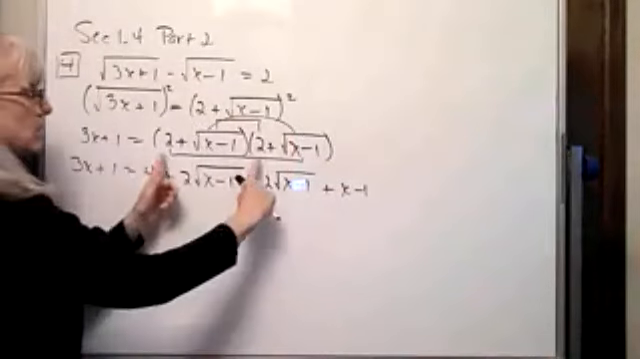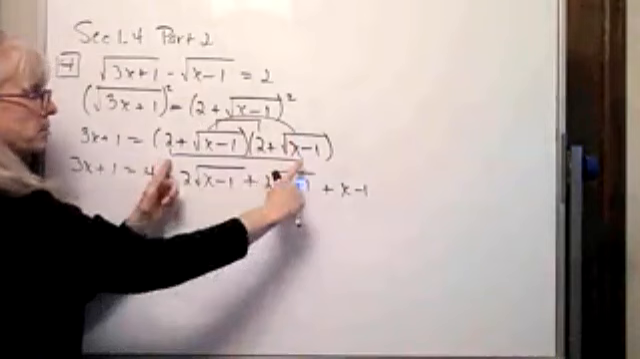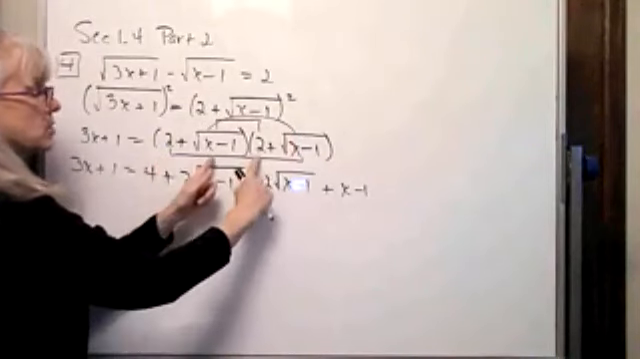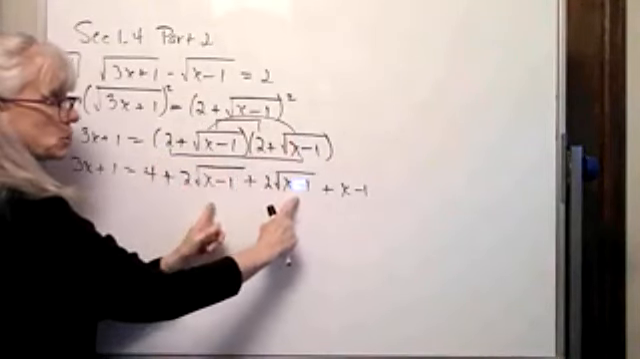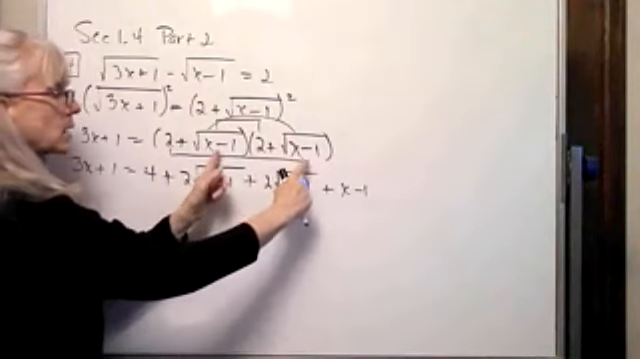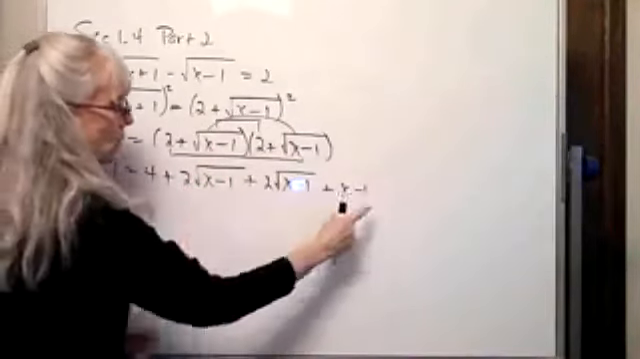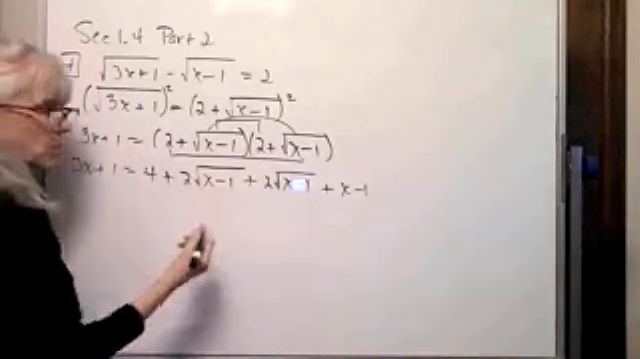Again, we did the 2 times the 2, which gives me the 4. I have 2 times the radical on the outside. I have 2 times the radical on the inside. That's my 2 middle terms sitting here. And then finally, the radical times itself just gives you an x minus 1. Let's clean that up before we go any further.